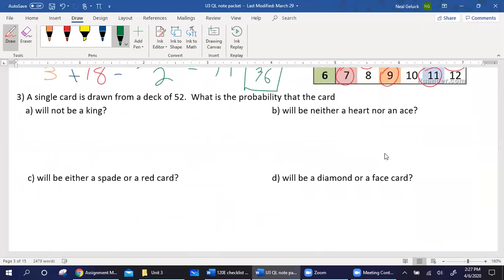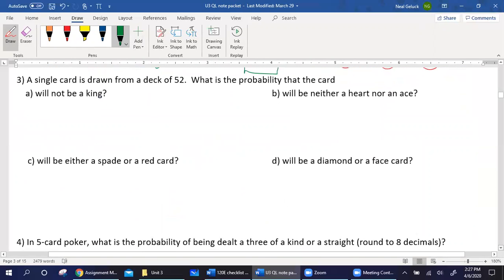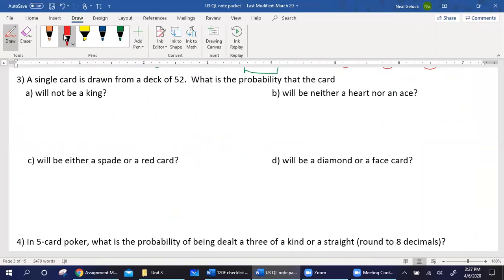For number 3, we're looking at a deck of cards. On letter A, what's the probability that it will not be a king? Now, we can figure out how many that is straightforward, but I'm going to do it with a little subtraction process here again. There are 52 total. I know that there are 4 kings, so to not be a king will be 52 minus 4, which is 48. So there are 48 cards that are not kings out of the 52.